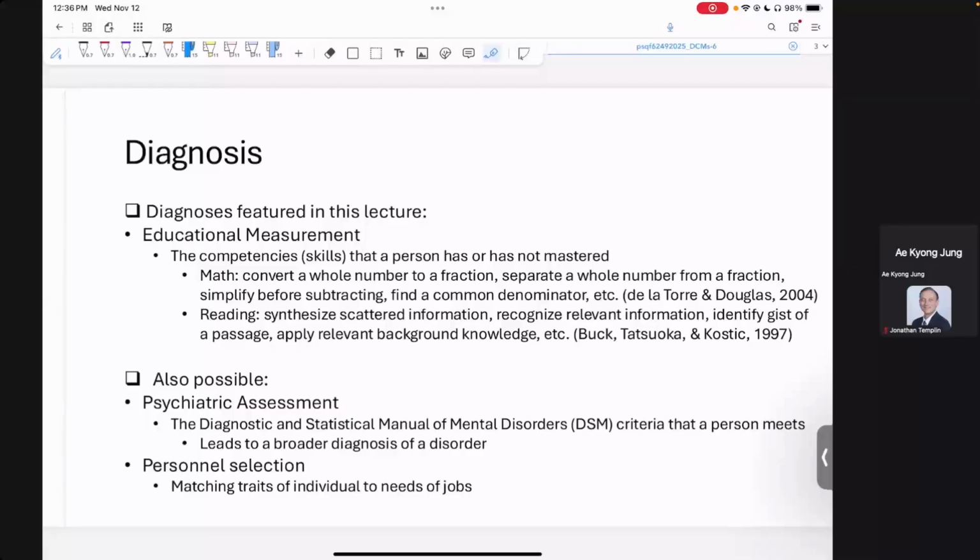And also, not only in the educational measurement part, we can do assessments for psychiatric purposes. For example, the Diagnostic and Statistical Manual of Mental Disorders criteria. This is a criteria for diagnosing whether people have a mental disorder or not. So that is also a field where diagnosis is necessary. And also we can do personnel selection based on the diagnosis. When a company hires people, they want to see if the people have certain traits they need or not. So we can diagnose people in that case, like a personnel selection case.